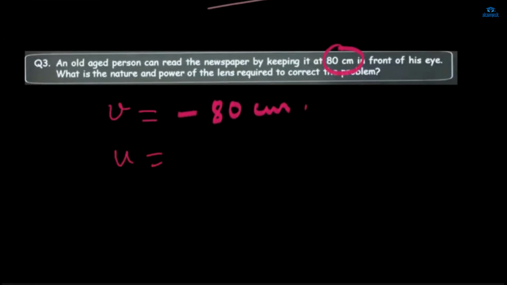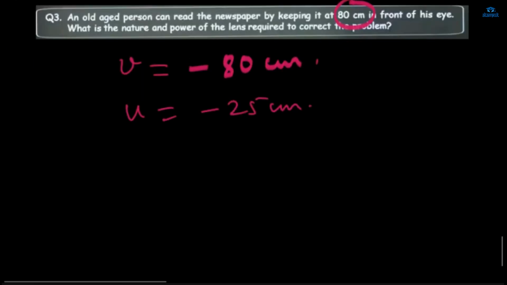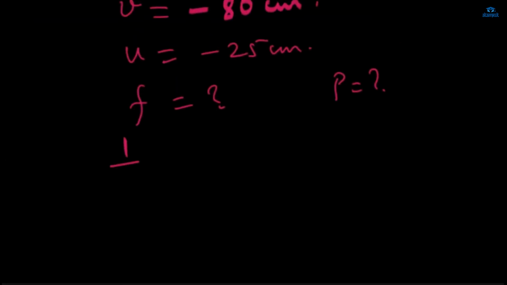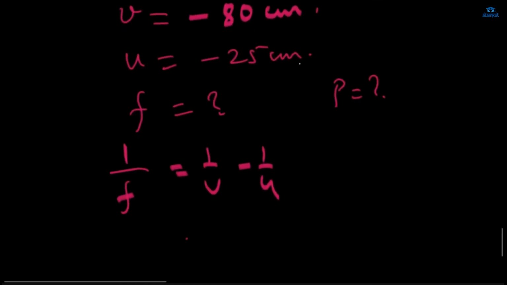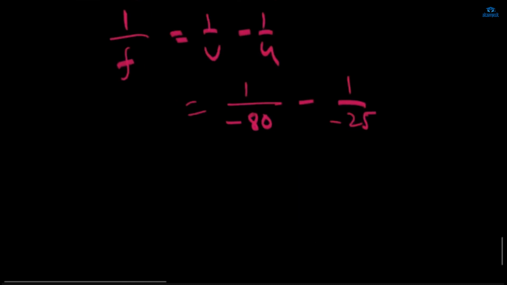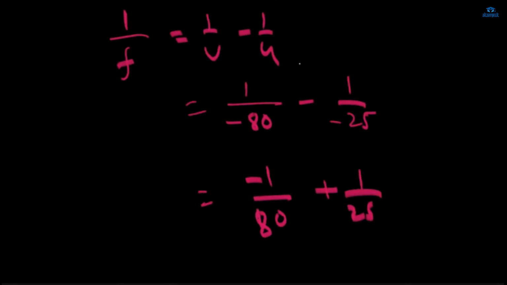So U will be minus 25 centimeter, as I have already told. U for the hypermetropic eye will be minus 25 centimeter. Now we have to find first F, then only we can find power. So very easy: 1 by F equals 1 by V minus 1 by U. Put it in the formula: minus 1 upon 80 and minus 1 upon minus 25. So minus will get plus, it will be plus 1 upon 25.